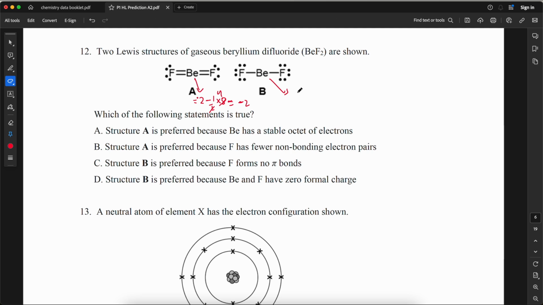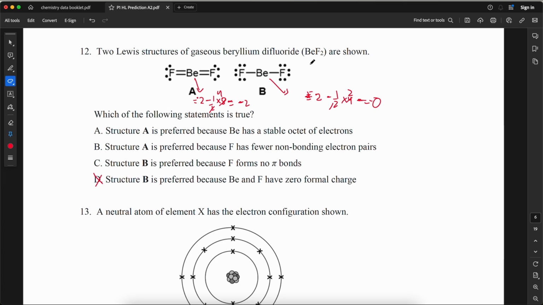For this Be, the formal charge will be 2 minus half times 4 bonding electrons, minus there are no non-bonding electrons, so that would be 0. So structure B is preferred because Be and F have 0 formal charge.